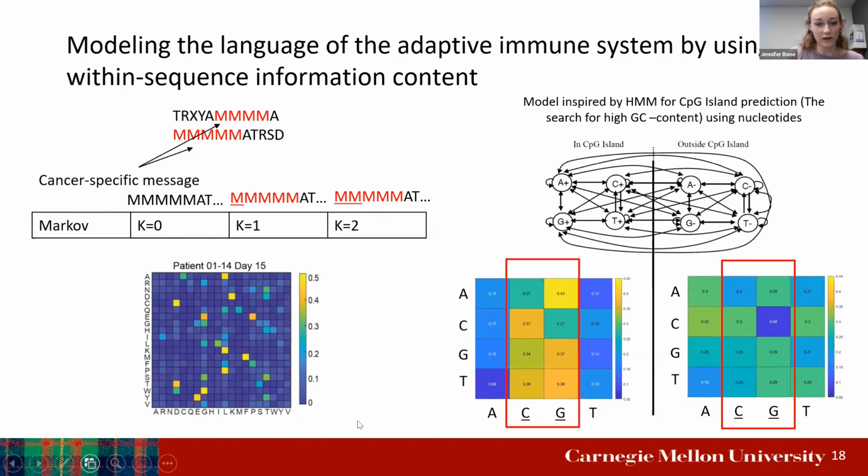And so this is an example of a patient from this study and what their transition probability matrix looks like for their CDR3s for day 15 with all of the amino acids. So this is a 20x20 matrix now. And you can see that there are some light colored boxes here. And the question becomes, is this a pattern? Can we detect more patterns?